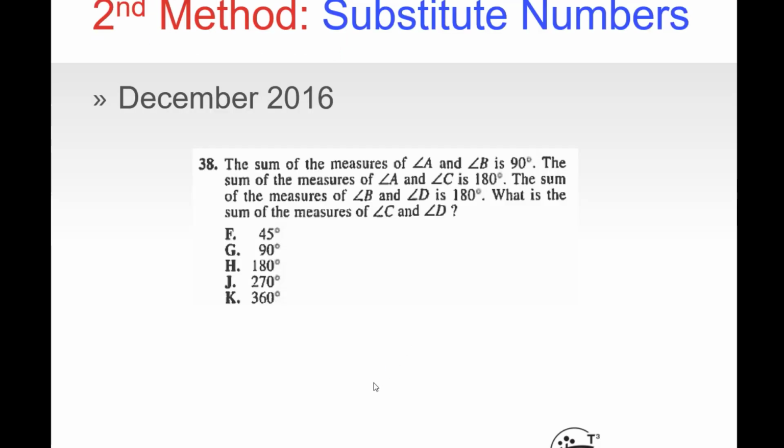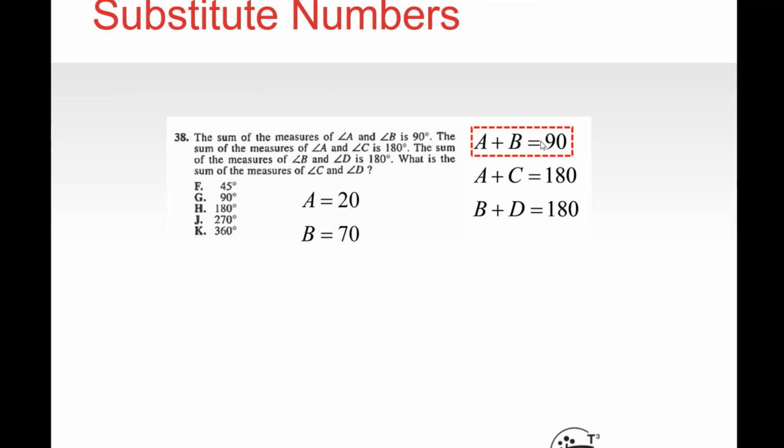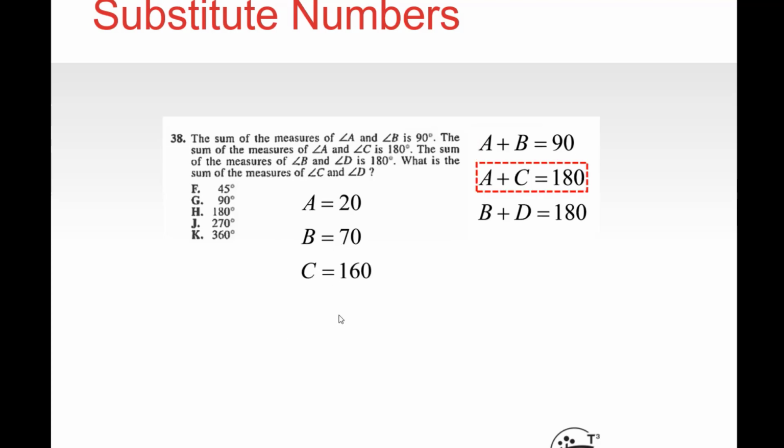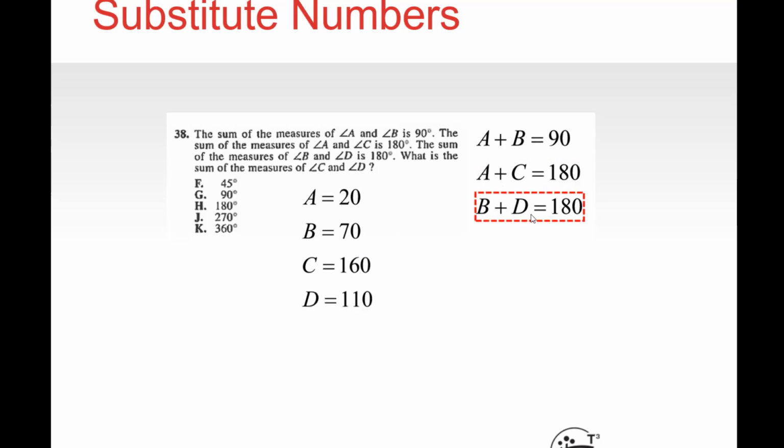Second way is substituting numbers. This is another strategy that I would like you to consider here. So I'll start off with those same 3 equations that we had before. The first one says that A and B have to add up to 90. So I'm going to let A be 20, and then B would have to be equal to 70. And then once I do that, I can go ahead and substitute A is 20 and C has to be 160. I hope you'll agree with that. And if B is 70, then D would have to be 110 for these two to add up to 180.